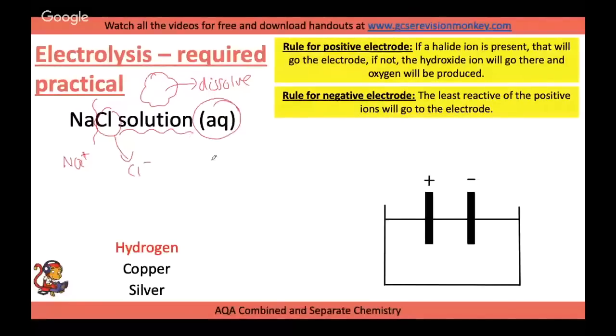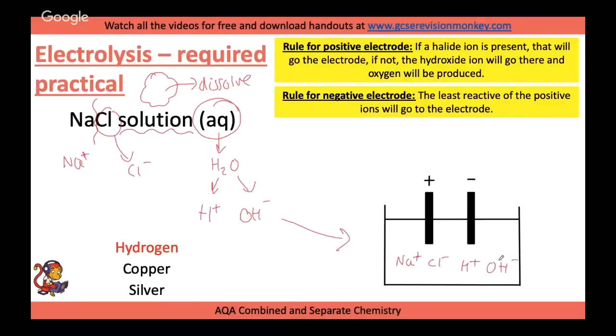Because you've dissolved it in water, the water actually splits up into H+ and OH- ions. So if we move to the chamber over here, in this chamber we have sodium ions, chloride ions, hydrogen ions, and hydroxide ions. So it's made difficult now because there's two things that are positive and two things that are negative. This is where we look to these very difficult rules at the top.